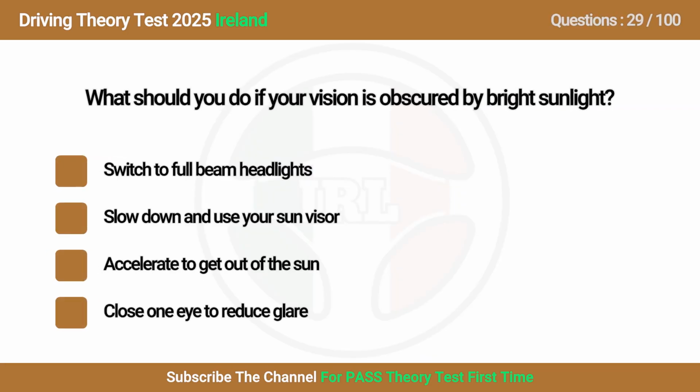Question 29. What should you do if your vision is obscured by bright sunlight? A. Switch to full beam headlights. B. Slow down and use your sun visor. C. Accelerate to get out of the sun. D. Close one eye to reduce glare.